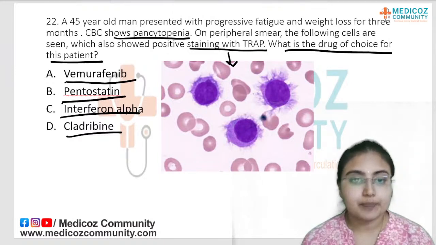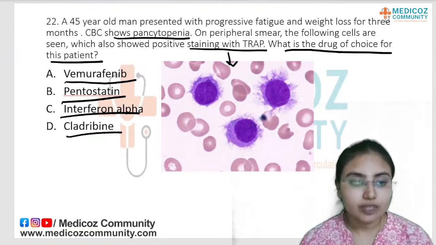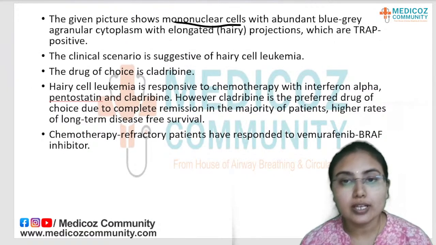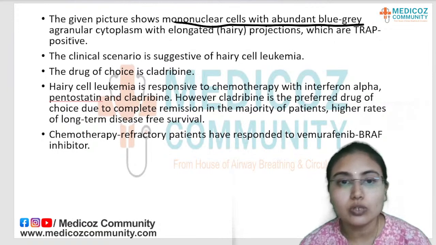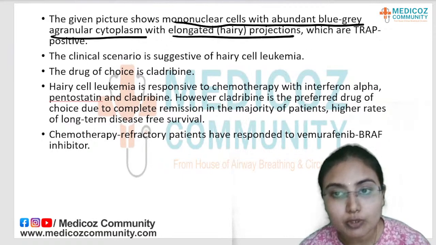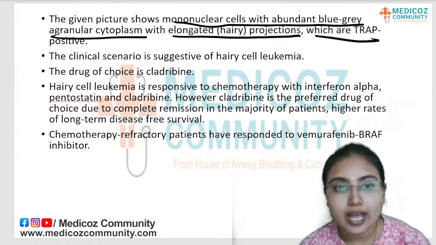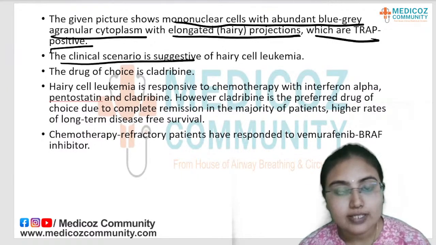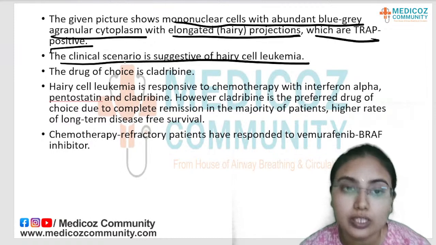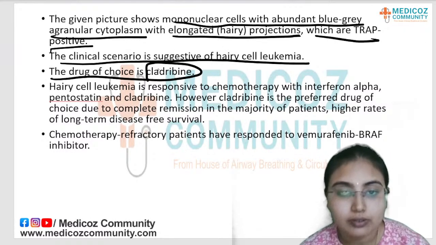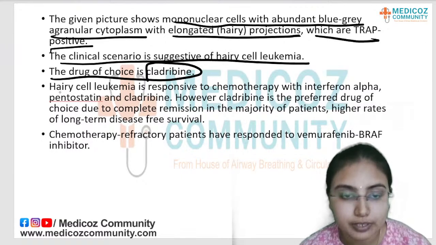Okay. Let's see. So the answer, we'll first diagnose what this condition is. The given picture shows mononuclear cells with abundant blue-gray or granular cytoplasm with elongated hairy projections, which are TRAP positive. Okay. So this clinical scenario is suggestive of hairy cell leukemia. The drug of choice is cladribine. Okay. So the answer is cladribine.